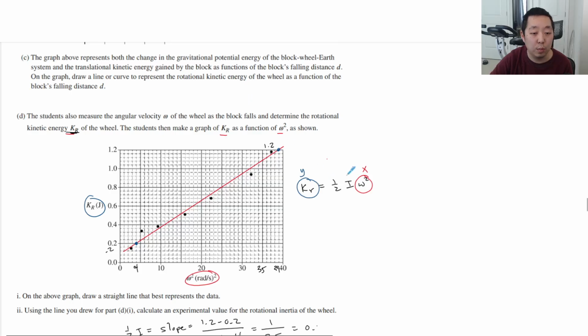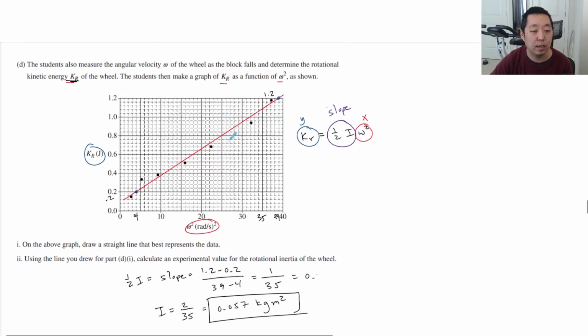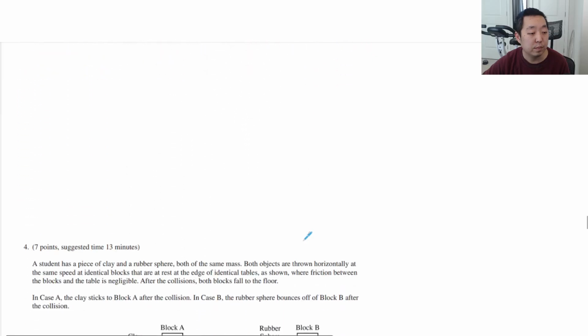So the slope has to be 1/2 I. I just picked 2 points on here and estimated the values, and you just pick 2 points along your line. It doesn't have to be specific, your number is going to be a little bit different than mine, but just make sure it's 1/2 I. So I got 2 over 35 when I did my numbers here, and I got 0.057. And that was it.